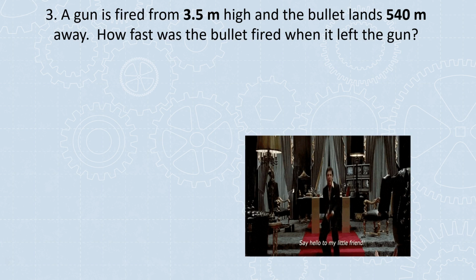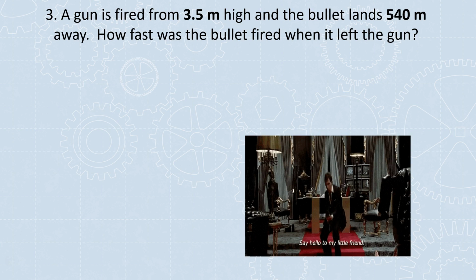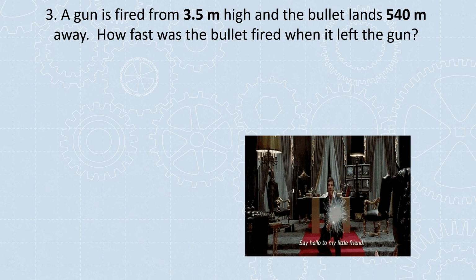A gun is fired from 3.5 meters high and the bullet lands 540 meters away. How fast was the bullet fired when it left the gun? So we're looking for a horizontal initial velocity.